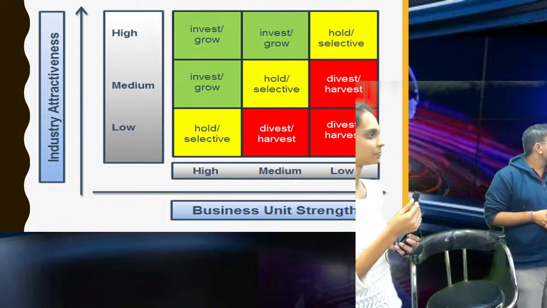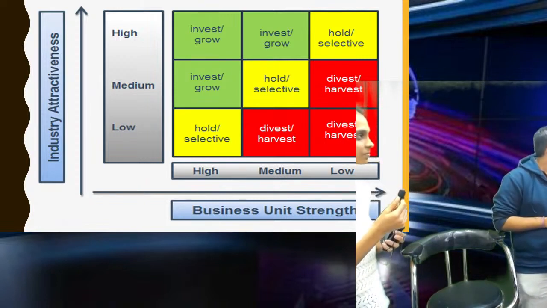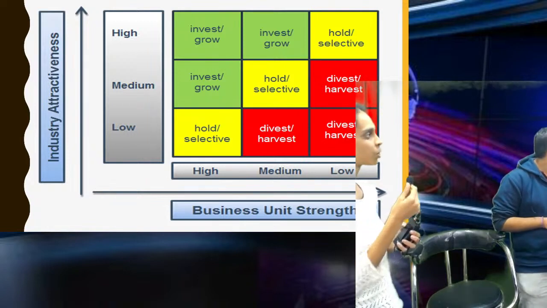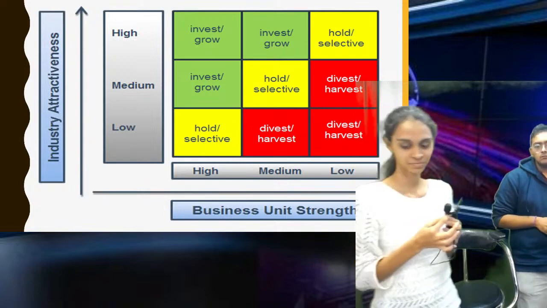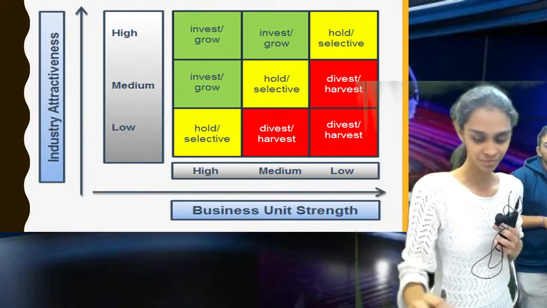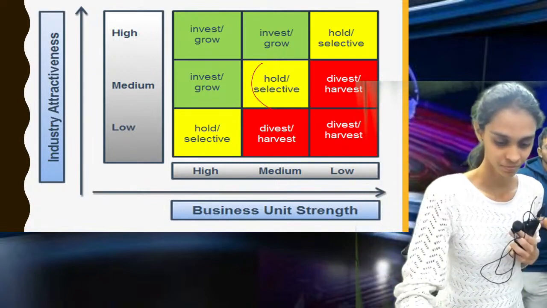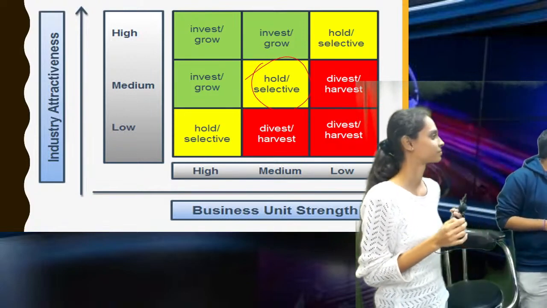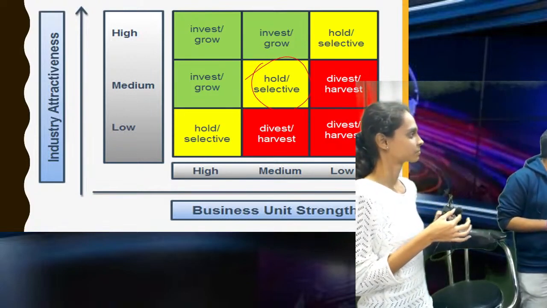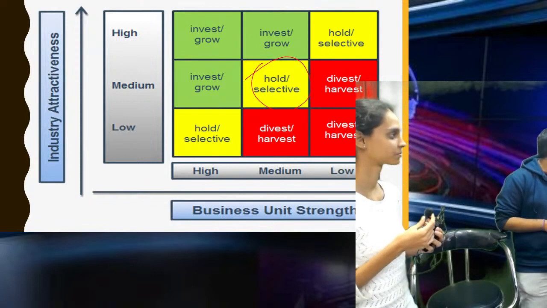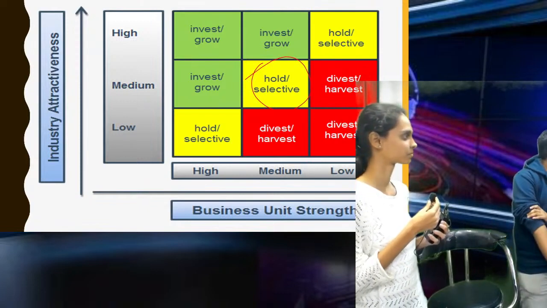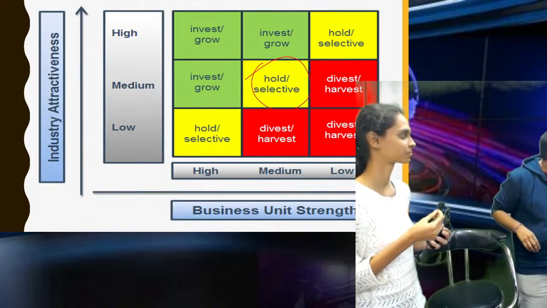Very much medium, because low will look like an insult. Tata Group is there, so by mistake I am telling medium. Tell me medium, what is your answer? Hold. Circle there. With the hand also you can do. Understood? It means Tata should currently hold and see what to do. If it is good, invest a little money, or else leave the industry. You clear?